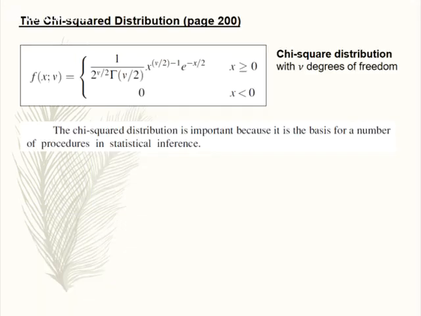So why is this so important? Well, it turns out this chi-square distribution forms the basis of a lot of the other procedures that you're going to cover in later chapters. And it's been introduced here not because you need to use it, but because of its relationship to the gamma distribution. So it's just something they want you to be aware of.